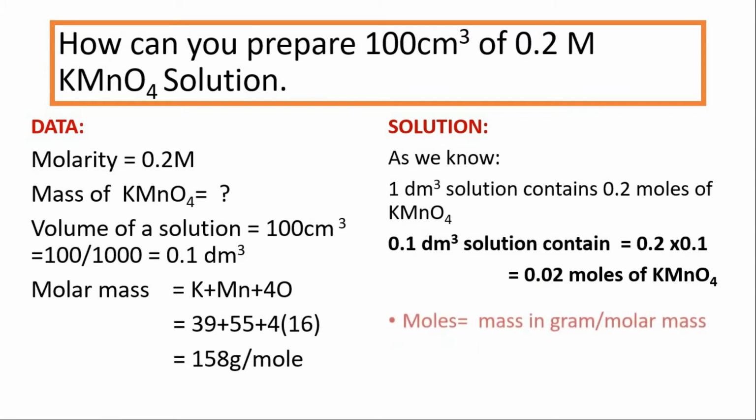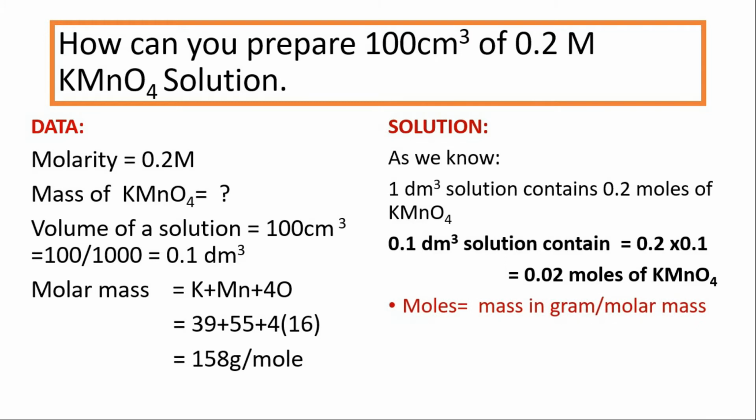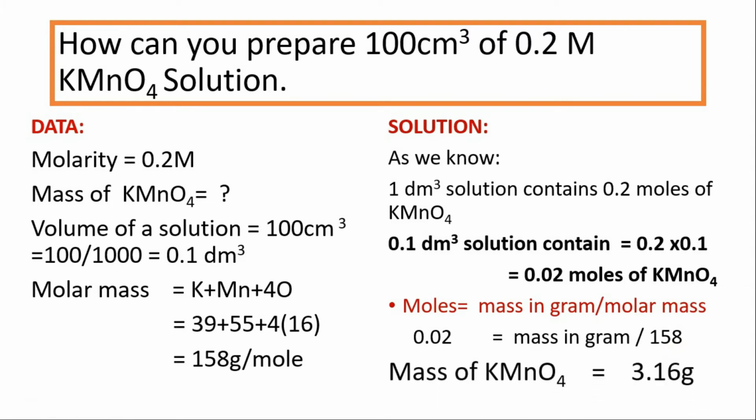Now the next step is moles, as we know, equal to mass in gram divided by molar mass. As you know students, we have calculated moles and we don't know about the mass, and we have also calculated the molar mass. So put the given values in this formula and get the answer. Right? Number of moles, how many number of moles? 0.02. Mass in gram we don't know, and the molar mass is 158. So by this way we get the mass of KMnO4 3.16 gram. So students, how much mass of KMnO4 is required to prepare the solution whose molarity would be 0.2 molar in 100 cm cube of solution?